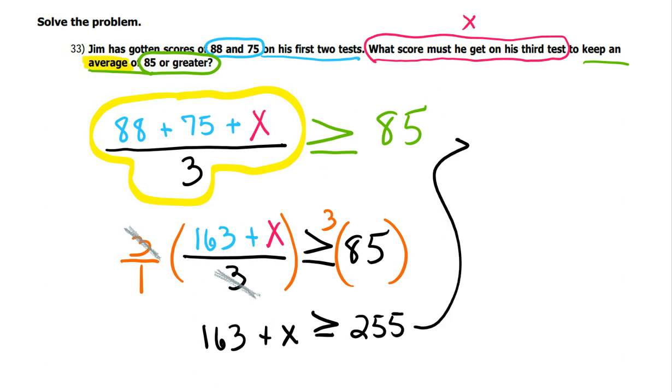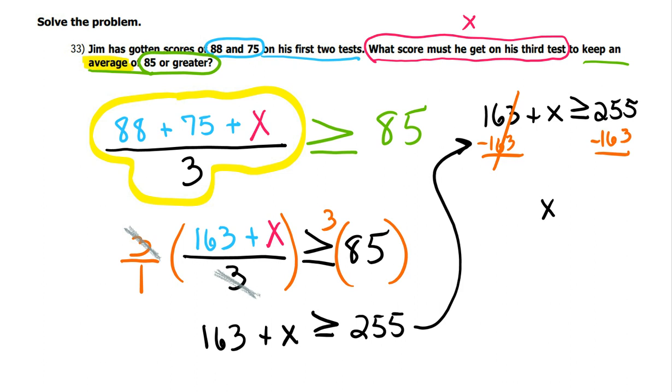I've kind of run out of room on my screen here. And then the only thing you have left to do to solve for X is subtract the 163 from both sides. So it goes away on the left. The left side is just the X, which means, remember, X is what he has to get on his third test. And if I subtract 163 from 255, he's got to get at least a 92 or higher to get an 85 in the class.